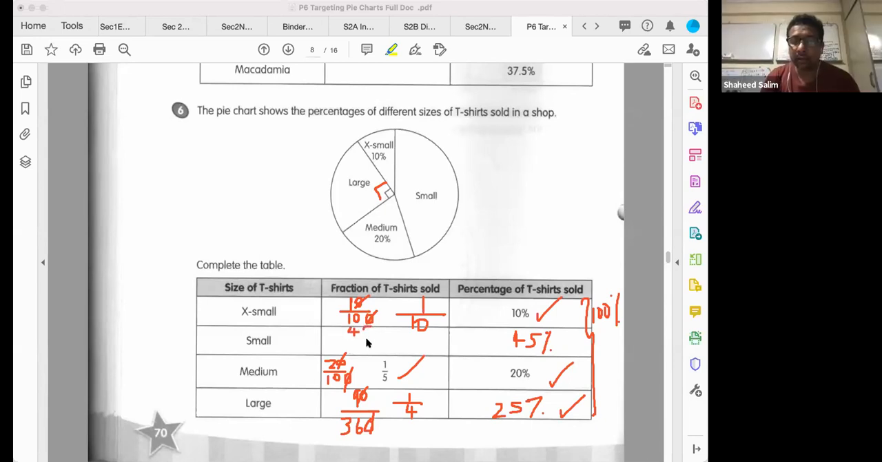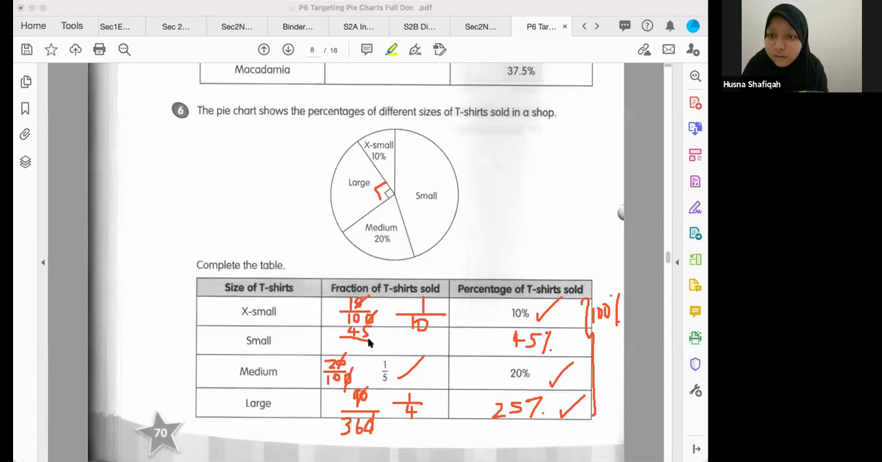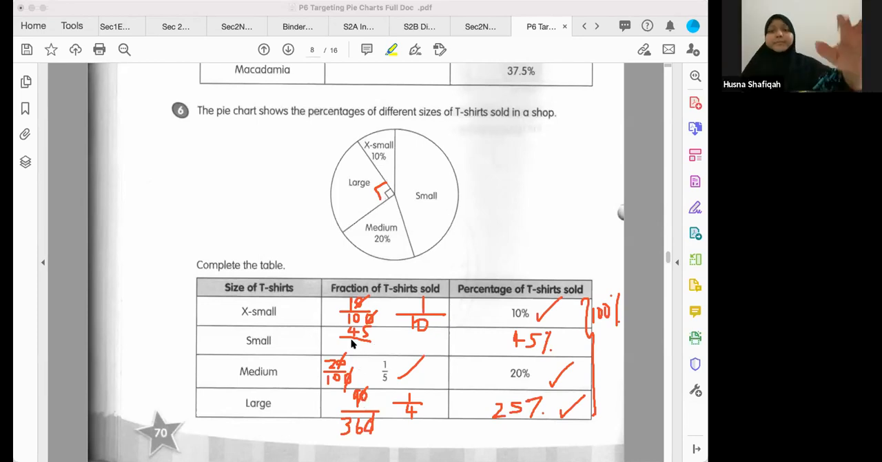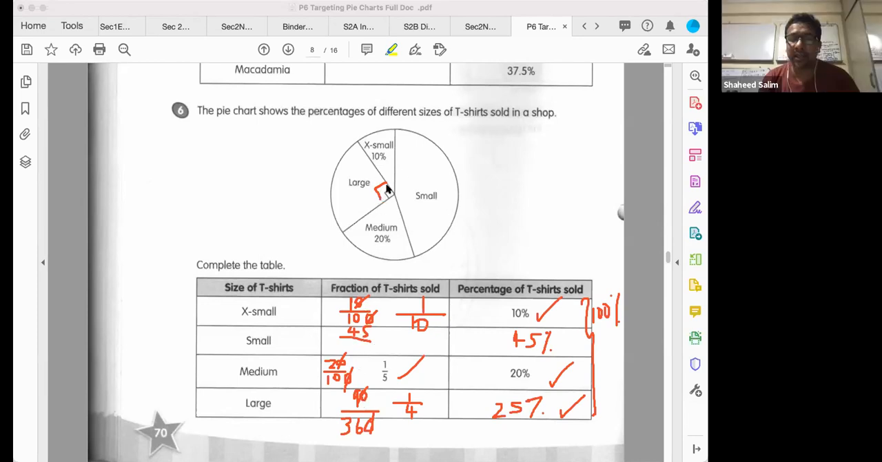For the t-shirt size, is it 40 over 360? For which one? The large. 90 over 360, right? Because 90 degrees, 360 degrees, this one is degrees. Down here, 45%. You want to use percent? Over 100. Okay? So you reduce, divide by 5, you get 9, divide by 5, you get 20. 9 over 20. Please, you must master this, please.